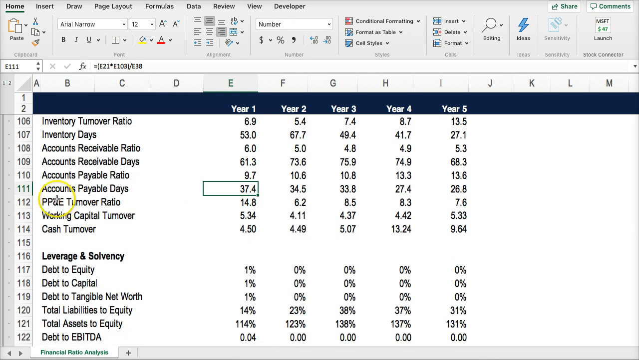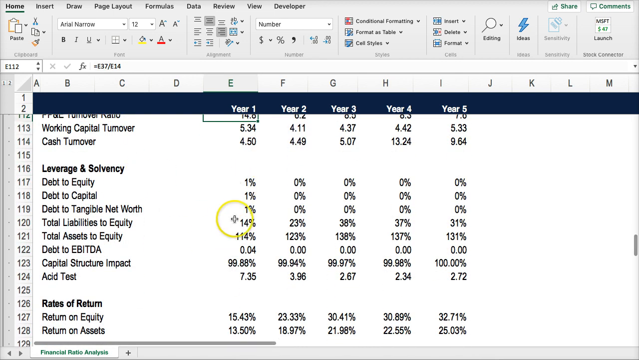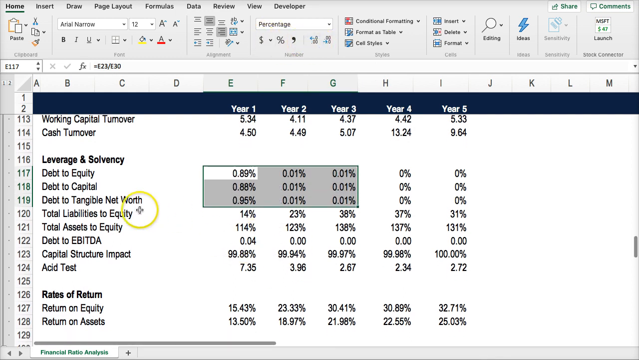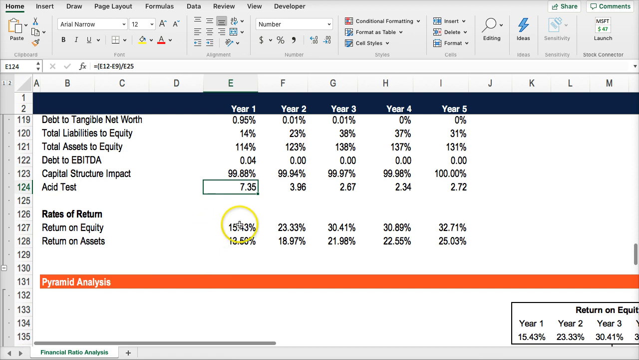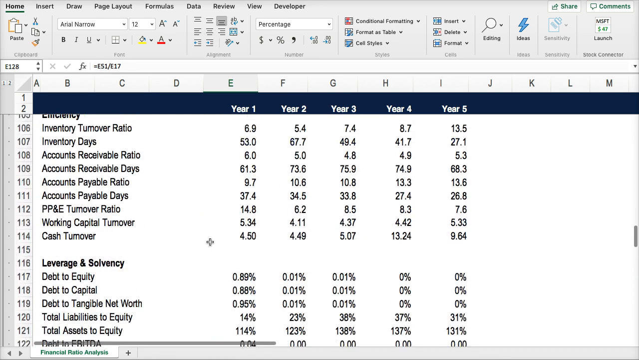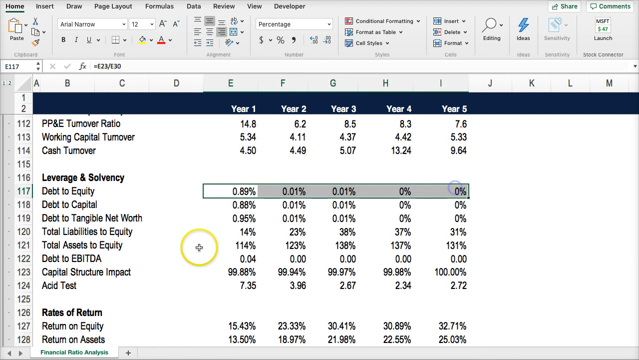This would be the PP&E, property, plant, and equipment, sometimes called a fixed asset turnover ratio. And then we have our leverage ratios here. We can expand these. And our total assets to equity, our asset test, this is the one without inventory, and return on assets and return on equity. So these are just a number of useful ratios to look at. And this is a time series analysis, so we can see how they're changing over time.